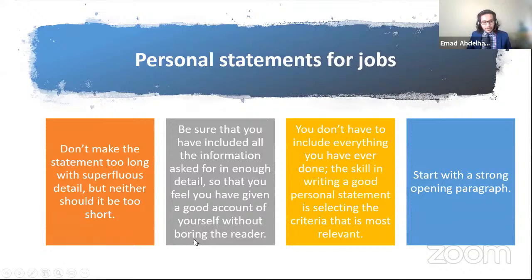Don't make the statement too long with superfluous detail, but neither should it be too short. Not too short, not too long. Be sure that you have included all the information asked for in enough detail so that you feel you've given a good account of yourself without boring the reader. You don't have to include everything you've ever done. The skill in writing a good personal statement is selecting the criteria that are most relevant.